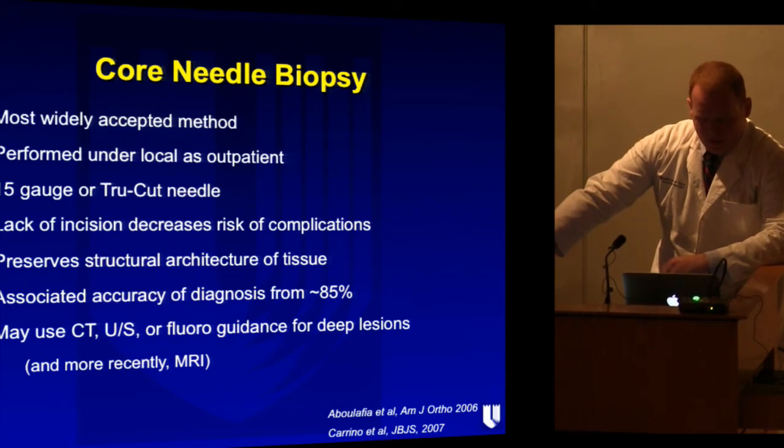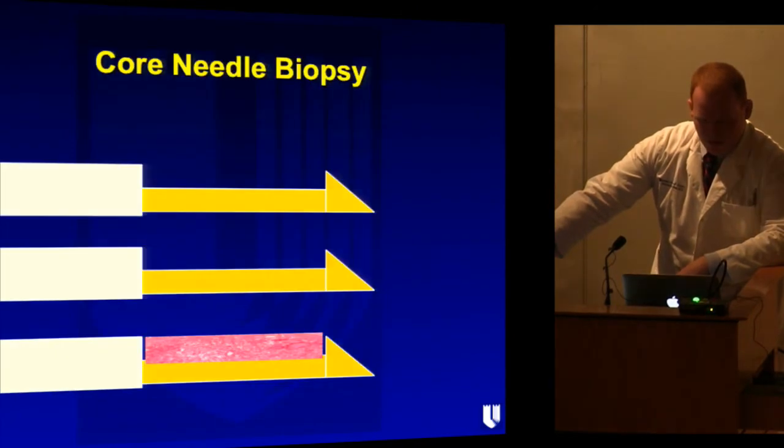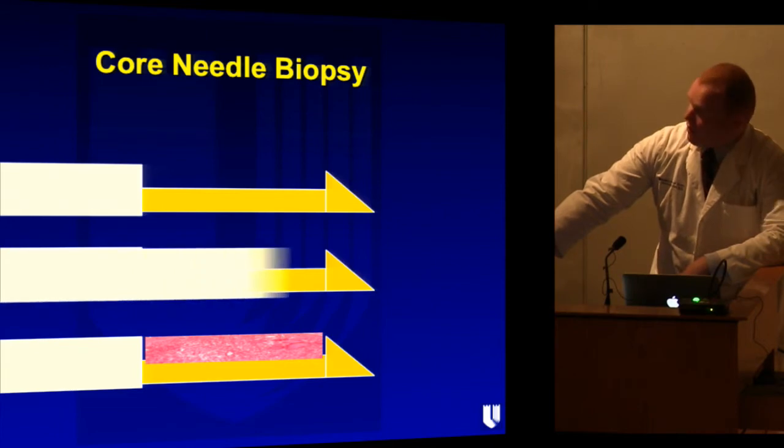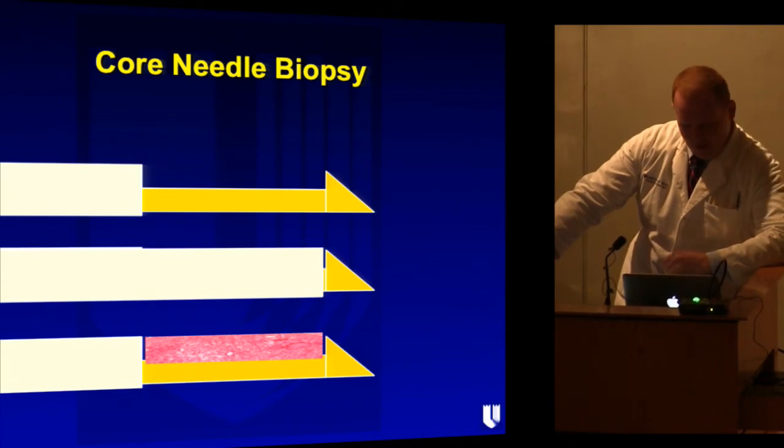In the case of deeper masses, image guidance can also be used, but oftentimes after reviewing the image in clinic, it can be done at bedside. Here we have a representative cartoon showing the true cut needle system. The needle pierces the skin as it enters the mass. And this is kind of fun. The outer sheath is advanced, capturing the tissue sample while maintaining the architecture of the mass, and the needle is removed and the sample is collected.